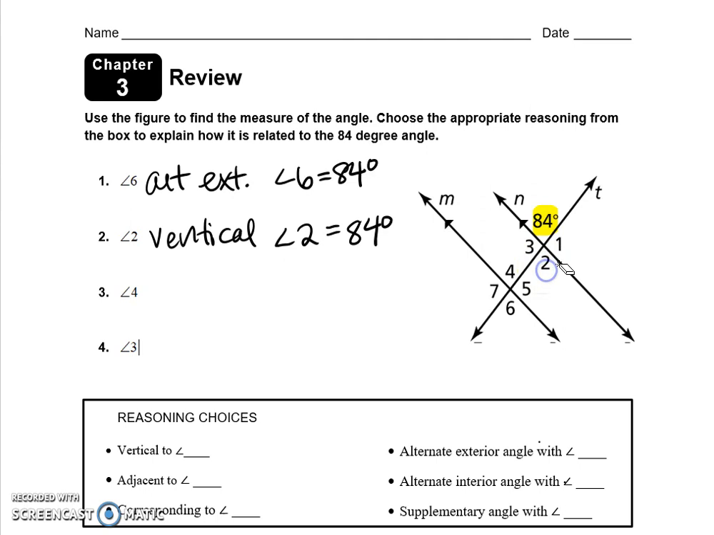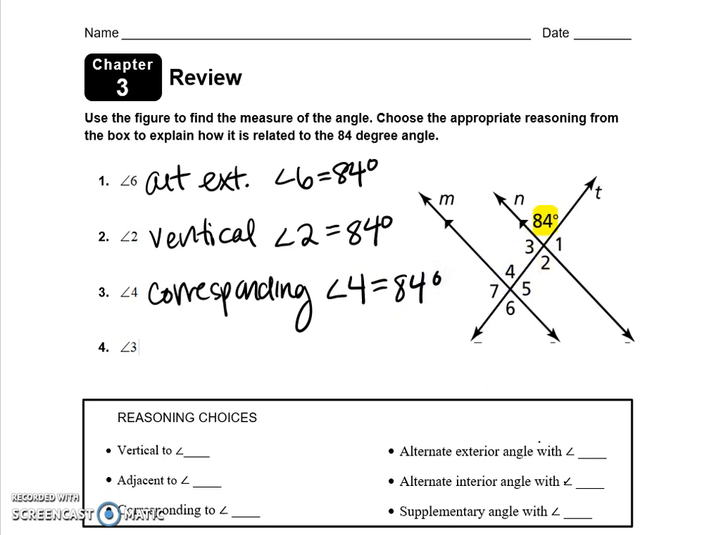Number 3, now we're talking about angle 4. Angle 4 is right there. Those are in the same position on the other parallel line, on the other set of angles. So those are called corresponding angles. And corresponding angles are also equal in measure. So angle 4 is 84 degrees.